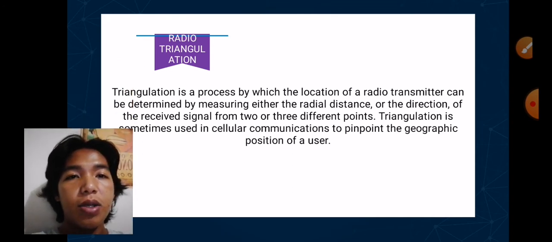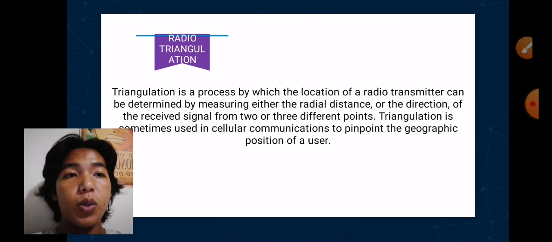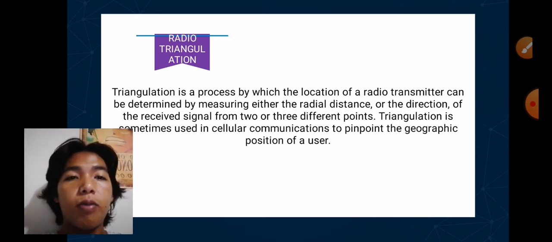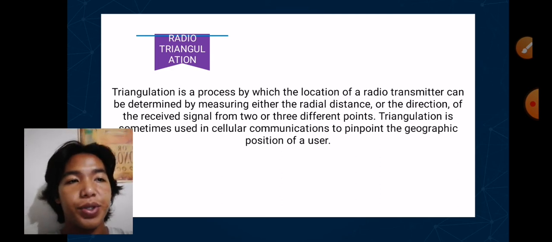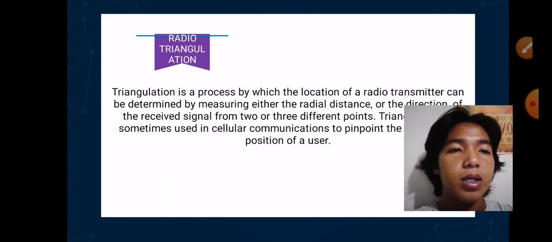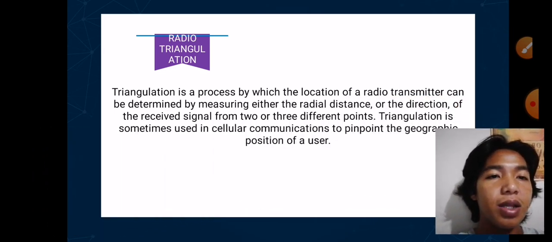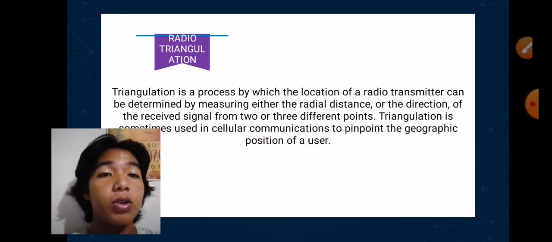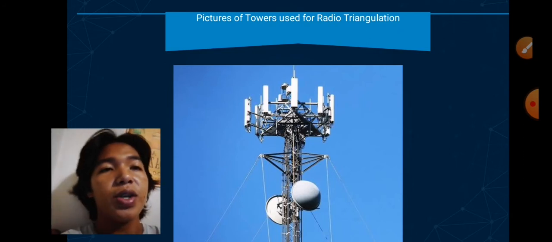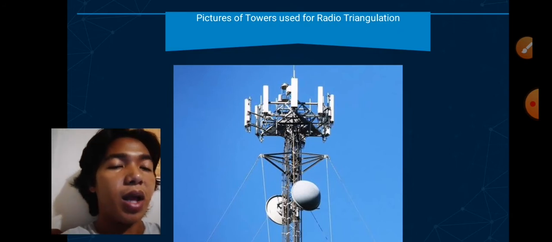So, what is radio triangulation? Radio triangulation is a process by which the location of a radio transmitter can be determined by measuring either the radial distance or the direction of the received signal from two or three different points. Triangulation is sometimes used in cellular communication to pinpoint the geographic position of a user. This picture illustrates the tower used in radio triangulation.